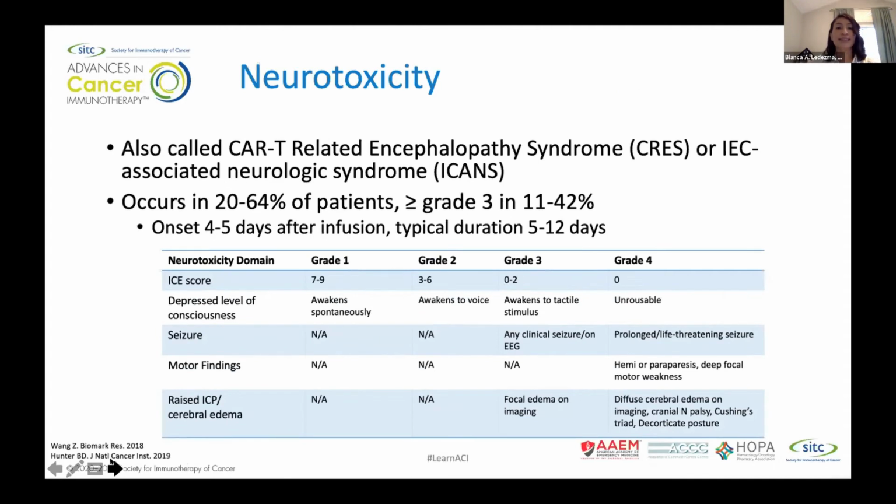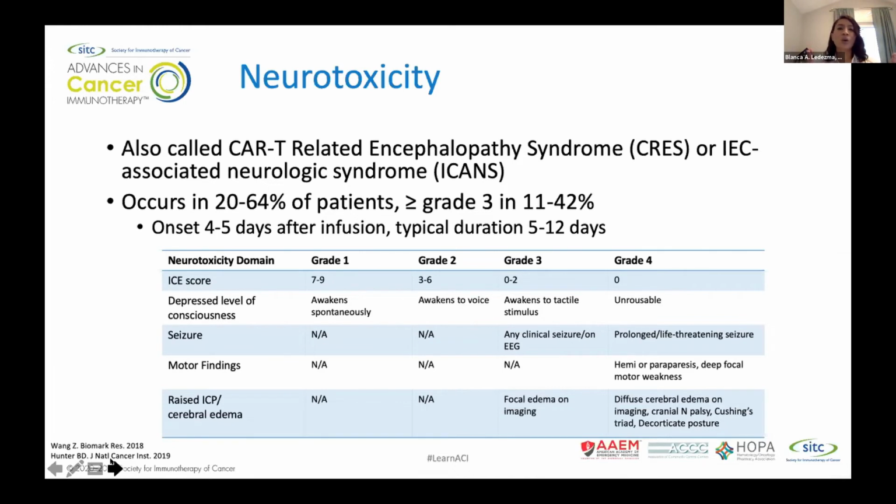The neurotoxicity is also called the CAR-T related encephalopathy syndrome, the CRES, or the immune effector cell-associated neurologic syndrome, ICANS. And again, similar to the CRS, it occurs in about 20 to 64% of patients. Greater than grade 3 occurs in 11 to 42%. The onset is later. It happens after the CRS. It follows at 4 to 5 days, and the duration is about 5 to 12 days.